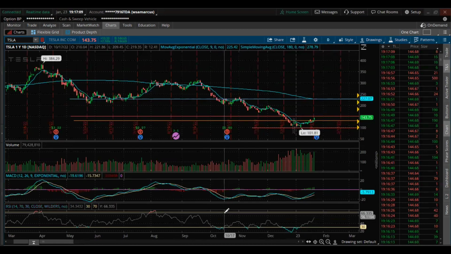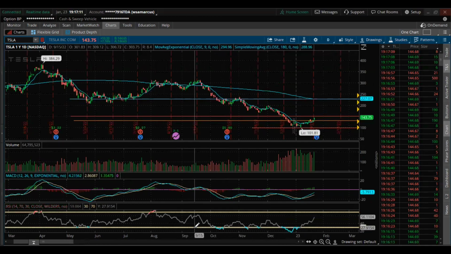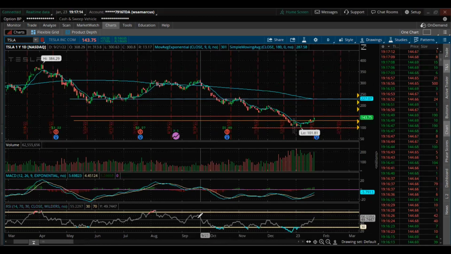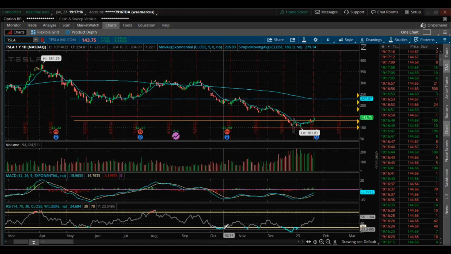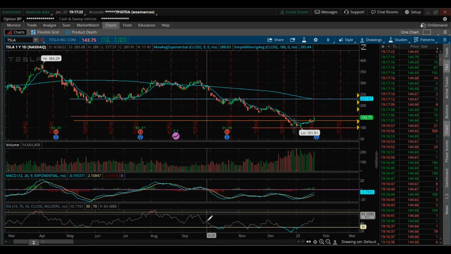And how do I know when to get out of these trades? Well, you're going to follow the RSI again. Just like the RSI tells you when to get in, it tells you when to get out. I'm getting in oversold, I'm selling overbought. If I'm going for a short position, I'm getting in overbought and I'm selling oversold.